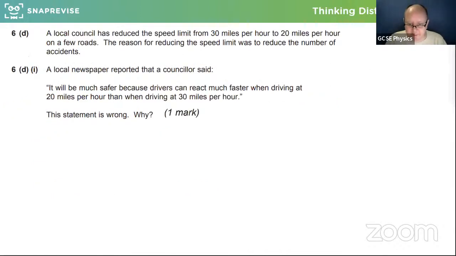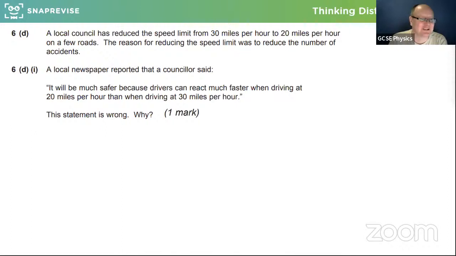Let's have a look at another question. Here we have a local council has reduced the speed limit from 30 miles an hour to 20 miles per hour on a few roads. The reason for reducing the speed limit was to reduce the number of accidents. A local newspaper reported that a councillor said it will be much safer because cars can react much faster when driving at 20 miles per hour than when driving at 30 miles per hour.